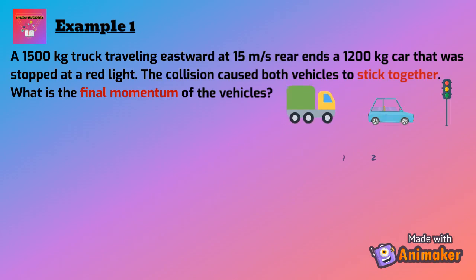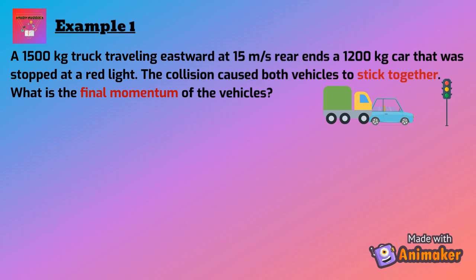A 1500 kg truck traveling eastward at 15 meters per second rear-ends a 1200 kg car that was stopped at a red light. The collision caused both vehicles to stick together. What is the final momentum of the vehicles?